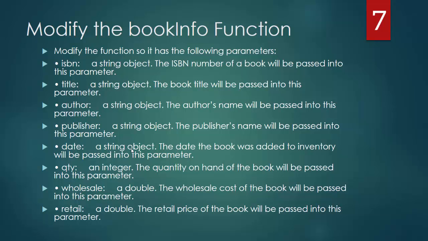So we will modify the function so it has the following parameters. ISBN will be a string object, and it will be basically the same with title, author, and publisher, they are all strings. Date in this case is a string as well. Quantity will be an integer. Obviously there's no point having a decimal for quantity. You cannot have 2.2 books. Wholesale, on the other hand, will be double because it's a price or a cost, and the same with retail.